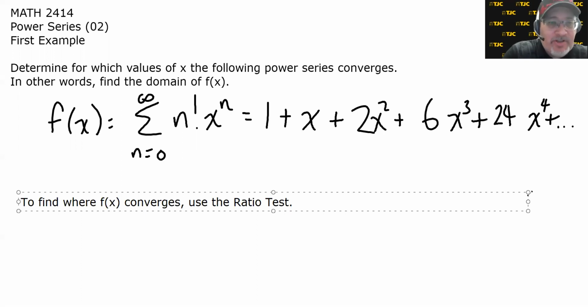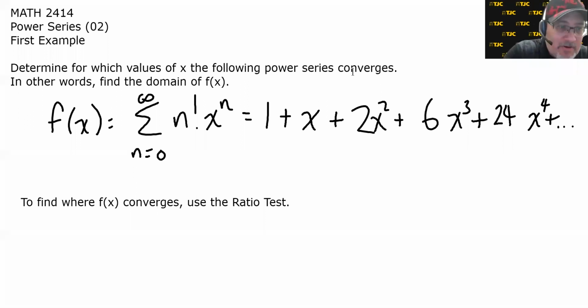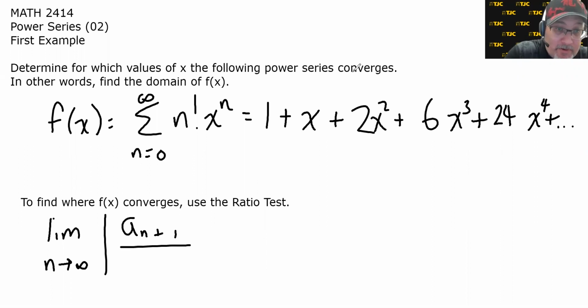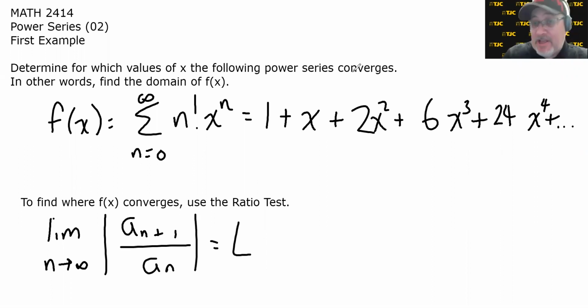All right, so how would the ratio test look here? In general, we would look at the following limit. The limit as n approaches infinity, and again, this is the general ratio test, of the n plus first term to the nth term, that ratio, and we find out what that limit is. And if the limit is less than 1, then we get convergence.